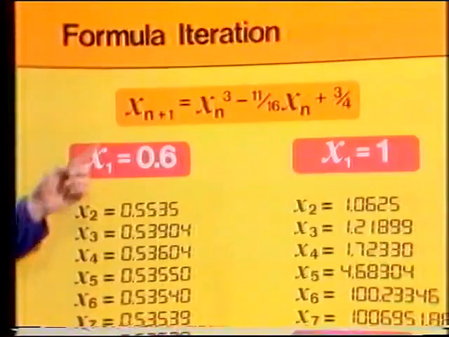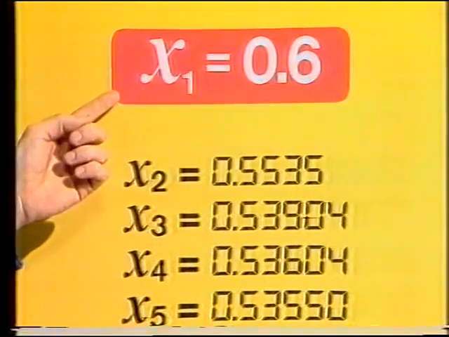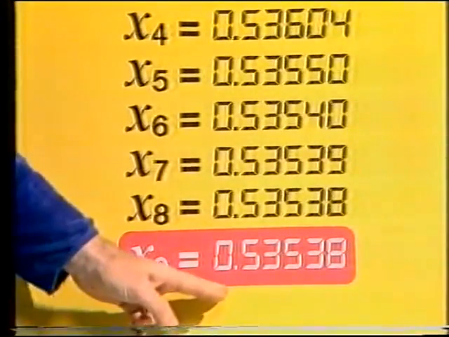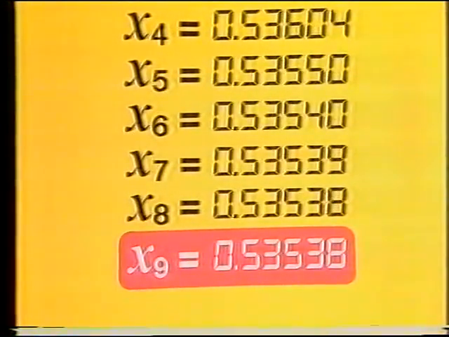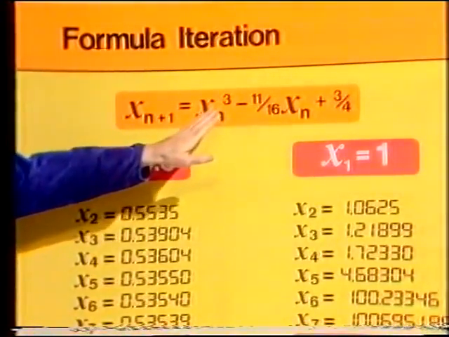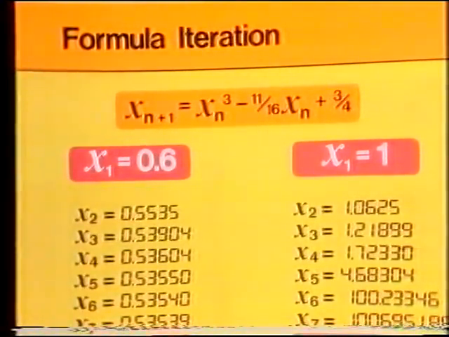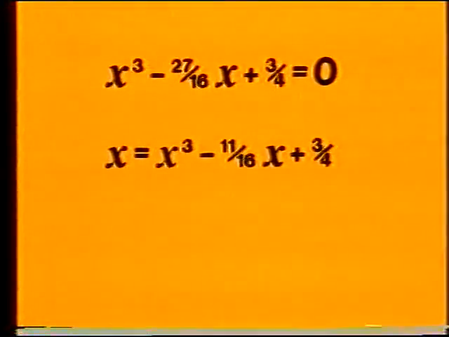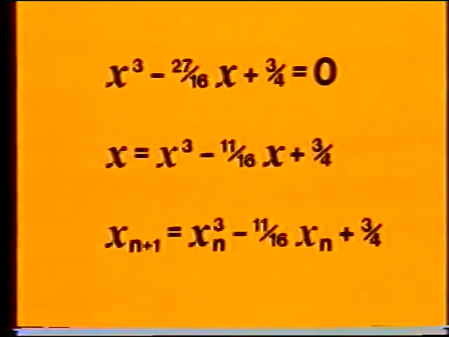So if you iterate with this formula and the starting value 0.6, then the sequence you get converges. And this figure, that's about 0.5354, remember, that's an approximate solution to the equation you get by ignoring the n plus 1 and the n. Remember, that's what formula iteration is all about. You've got an equation to solve. First thing you do is rearrange it into x equals something. You can then make that into an iteration formula by putting in an n plus 1 and n.